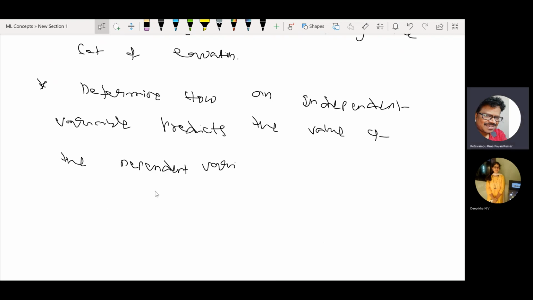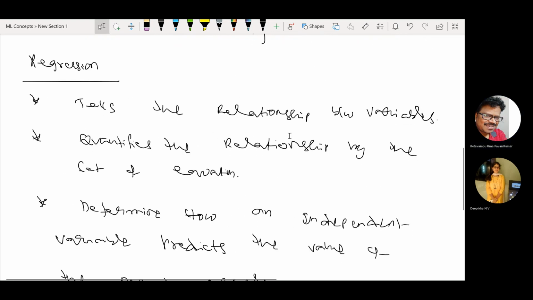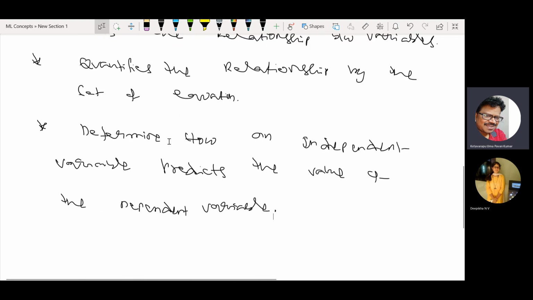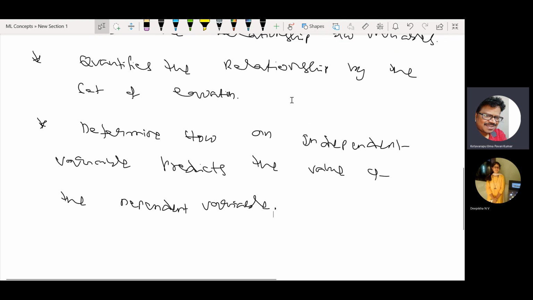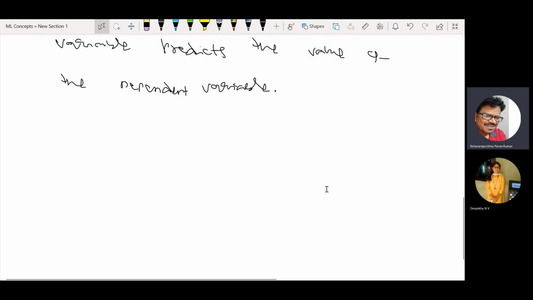Okay, guys, the beauty and advantage of this machine learning aspect is that once you are learning, then obviously you can make use of these things anywhere. Determine how an independent variable predicts the value of the dependent variable. These things can be observed as the basis of regression. It tells the relationship between the variables, quantifies the relationship by a set of equations, and determines how an independent variable predicts the value of the dependent variable.